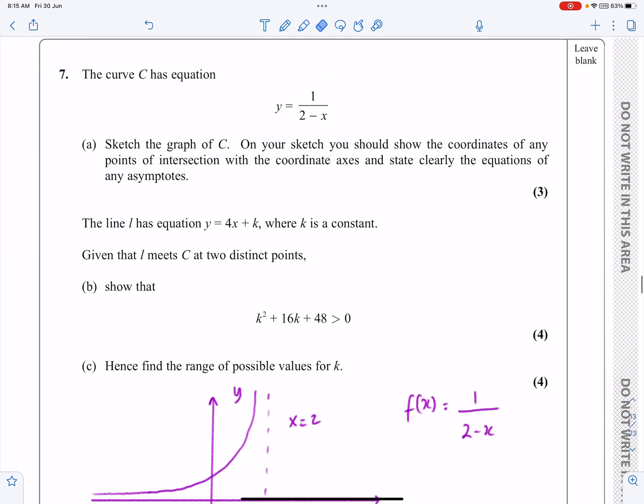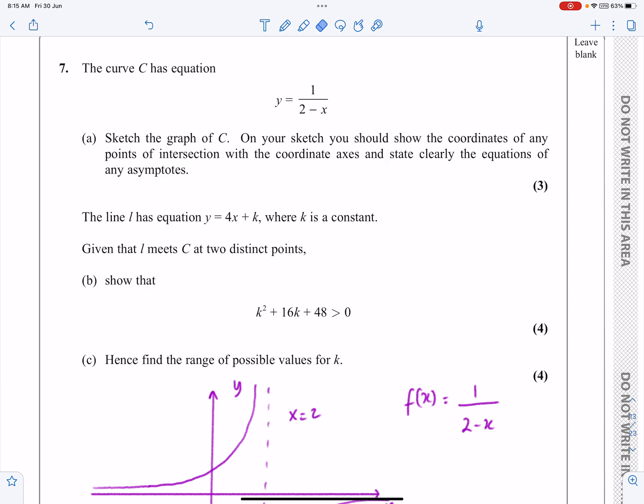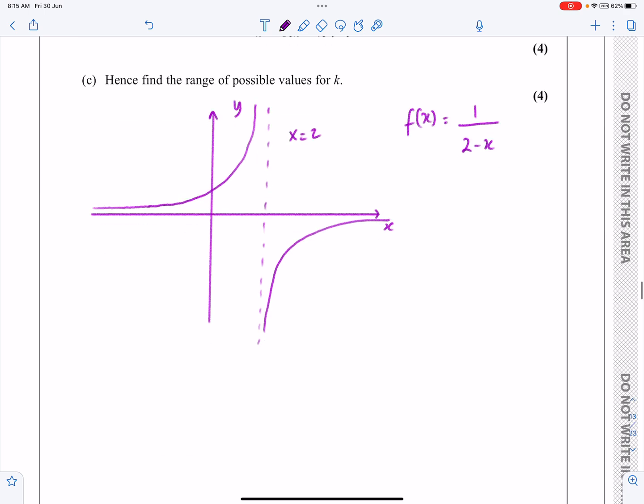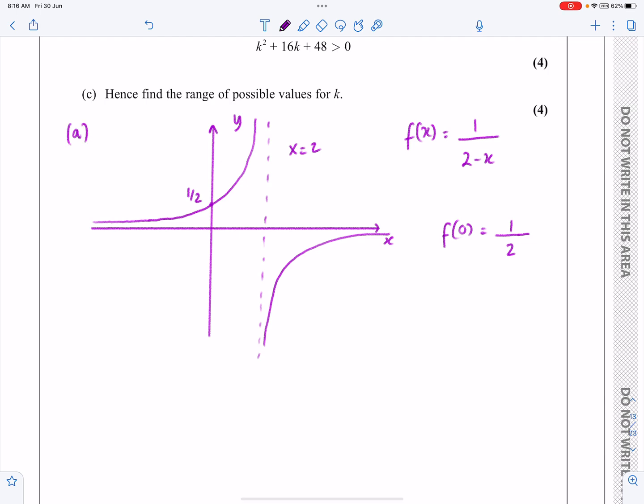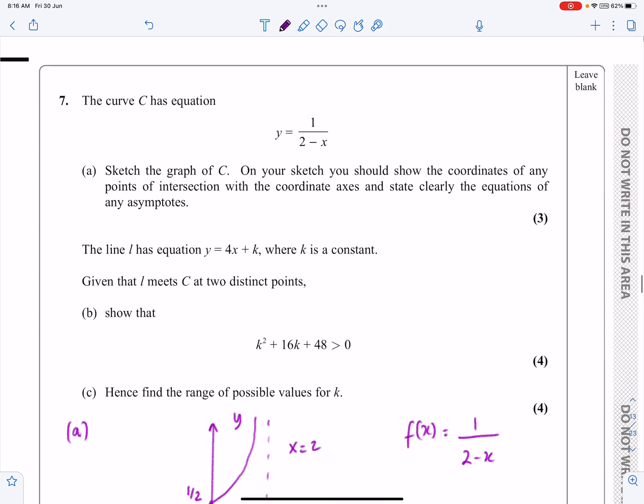But if we go back and just check the question, they also say about any points of intersection up here. We've only got the 1 point of intersection, which is there. So I've got to work out what that is. And that will simply be when x is equal to 0. So f(0) works out to be 1 over 2 minus 0. I'm not going to do that. 1 over 2. So that value there is a half. And then I've got all the information I need to be able to answer part A. That's part A. Done.